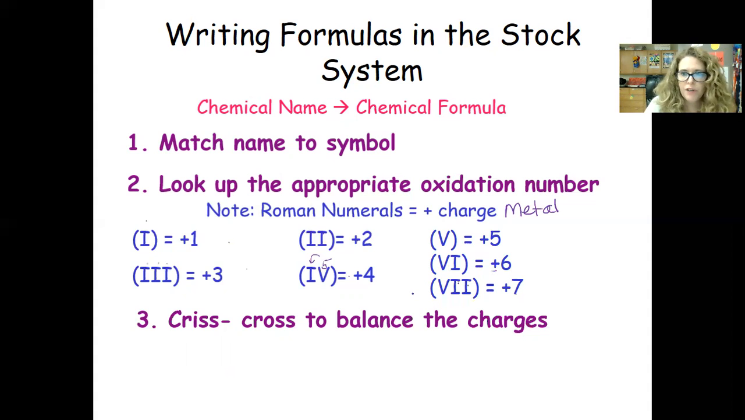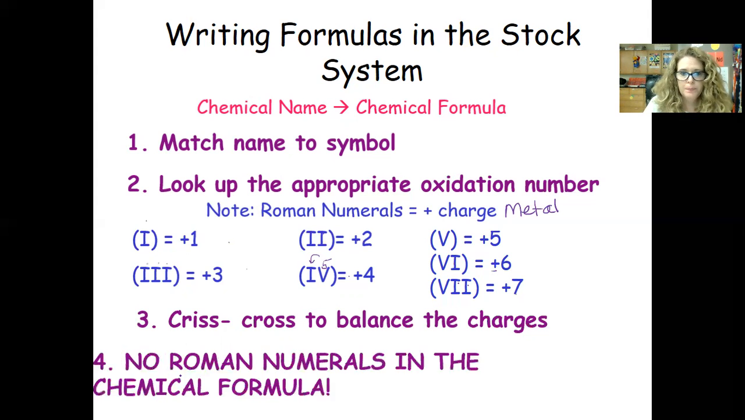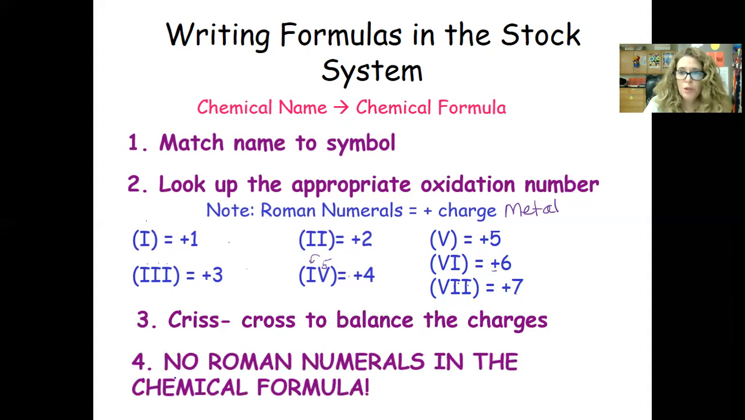The only thing different we're doing now is any metal that has more than one oxidation state, we're going to have a Roman numeral tell us what the oxidation state is, because there's more than one possibility listed on the reference tables. And there's no Roman numerals in the chemical formula. So what you have to do is convert the Roman numeral to the charge of the metal, and you use that when you write the chemical formula.